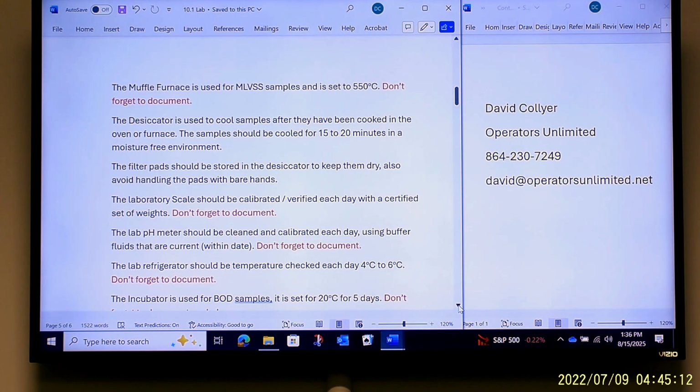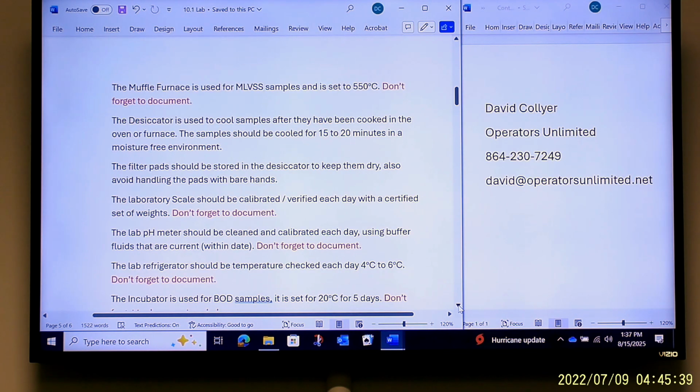The desiccator is used to cool samples after they have been cooked in the oven or furnace. These samples should be cooled for 15 to 20 minutes in a moisture-free environment. The filter pads should be stored in the desiccator to keep them dry. Also, avoid handling the pads with bare hands.